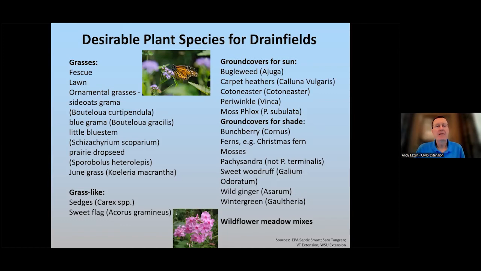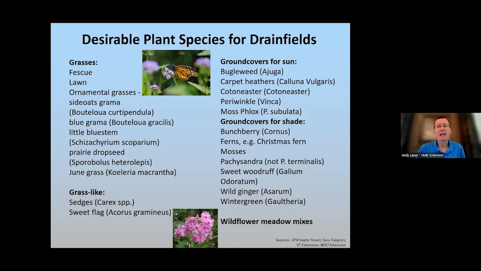And so you even have some of the sedges and ground covers that can work well, because these tend to be relatively shallow rooted and they cover it well. So they're taking up moisture, and they're adding some aesthetic value. And then you have both sun and shade, depending upon where your drain field is located. You have some options there.